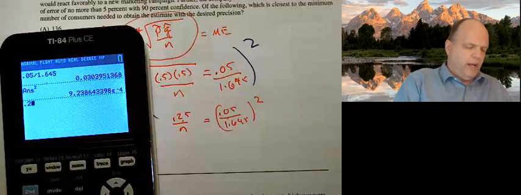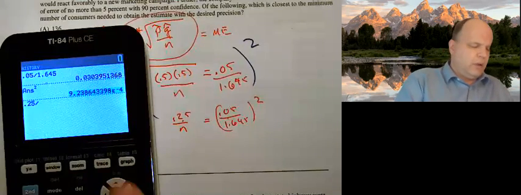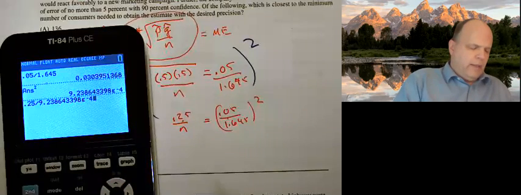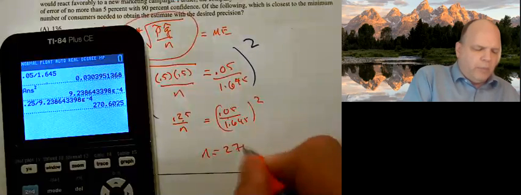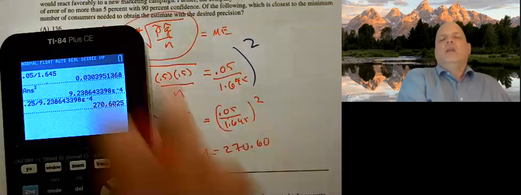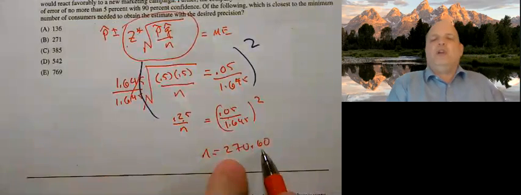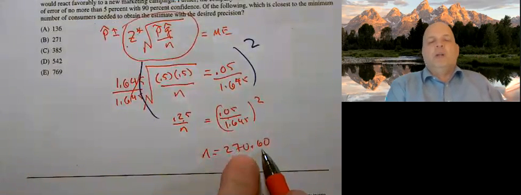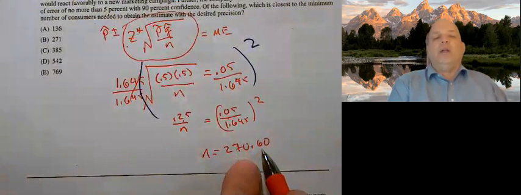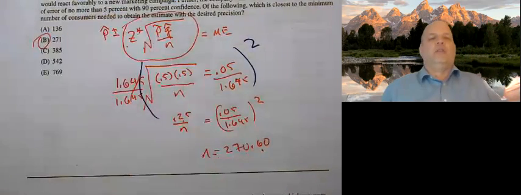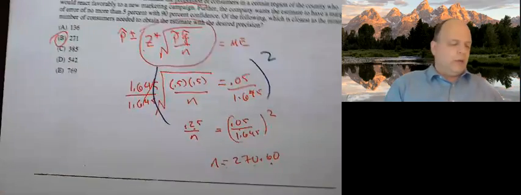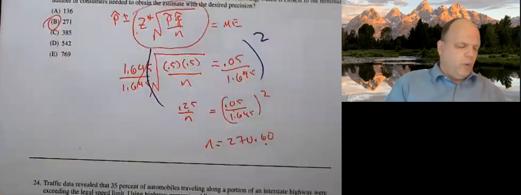So 0.25 divided by that, and I end up getting N equals 270.60. Now, this is an easy one because you know you're going to round up with a 0.60. But if it had been a 0.10, you still round up. So you always round up. In this case, our answer is going to be letter B for 271.